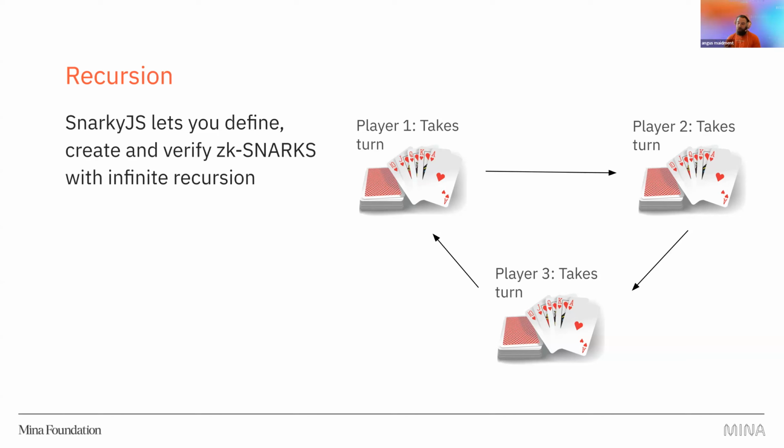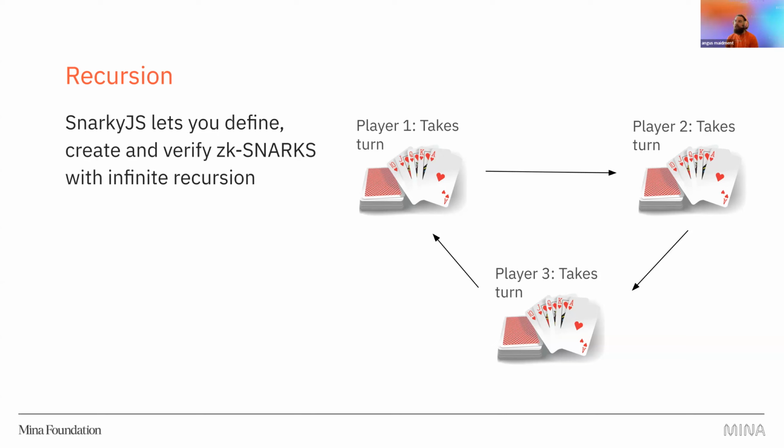So player 2 takes the proof that player 1 sent them. They can use the verification key on the network. They can verify the proof. What the proof says is player 1 has taken their turn in a valid way according to the rules of the game. So then player 2 can make their move.